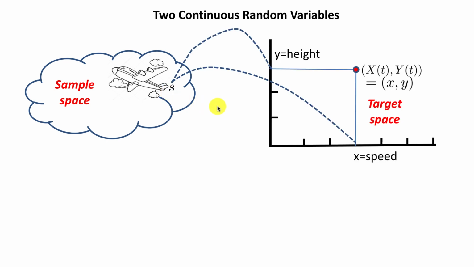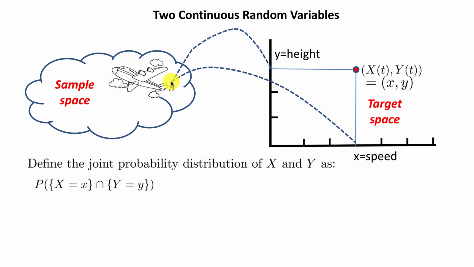At the very outset, let's consider two random variables. We will consider a sample space. This sample space will have an infinite number, in fact, an uncountably infinite number of events. That event, for example, could be an aeroplane which is flying at a certain speed at a certain height. Now, let X be one random variable, Y the other random variable. X can take the value x, Y can take the value y. X will denote speed, Y will denote height. The joint probability distribution of X and Y is the probability that X takes the value x and Y takes the value y.